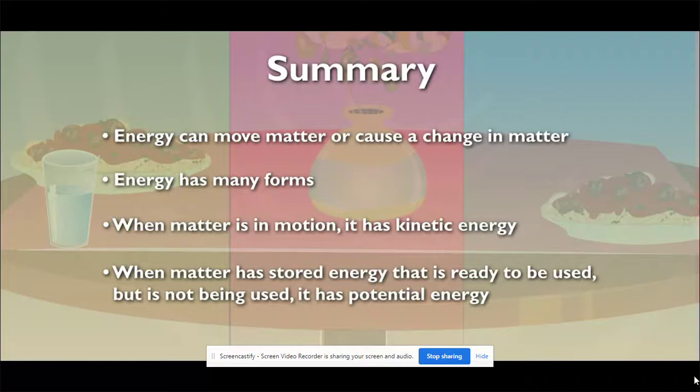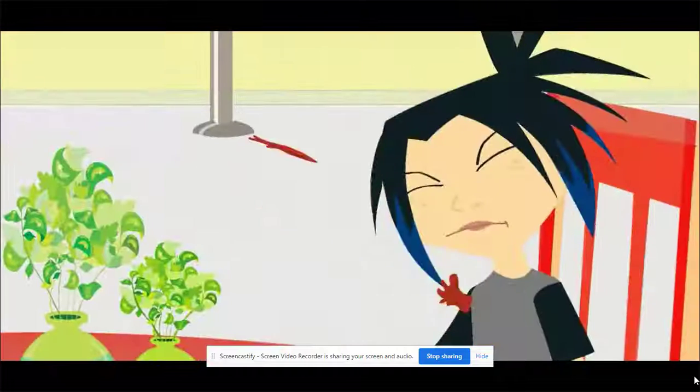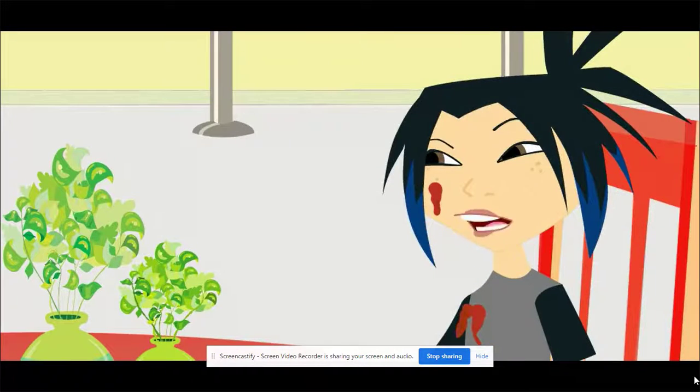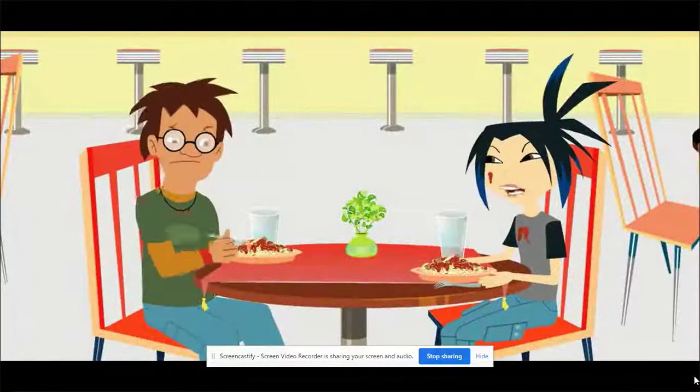Energy is absolutely everywhere. See? Told ya. And you thought, oh! And now spaghetti sauce is everywhere too. Sam. Sorry. Sam, put the fork down.